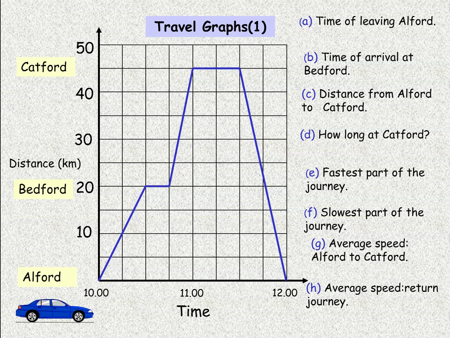Okay, let's do some solutions then. Time of leaving Alford. Let's have a look at the graph first. The graph shows time against distance, and the passengers are traveling from Alford to Catford, through Bedford, and then back to Alford. And in between, they have some flat spaces there.